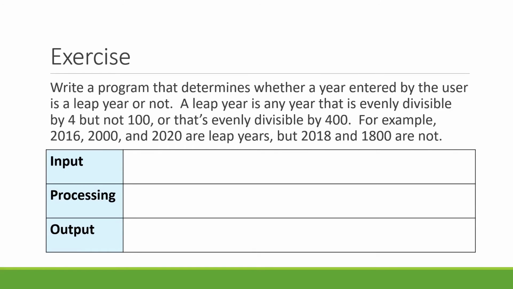So hopefully you had a chance to try this exercise, and we're going to take it up really quickly. So as usual, we start with the IPO chart first. So what's the output to this program? We want to know if it's a leap year or not. So is the year a leap year or not? That's all we want to know. What input do we need? Well, we need the year. What year are we asking if it's a leap year or not? And the processing.